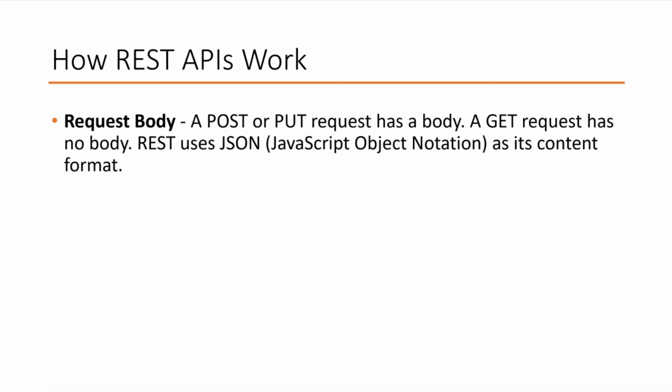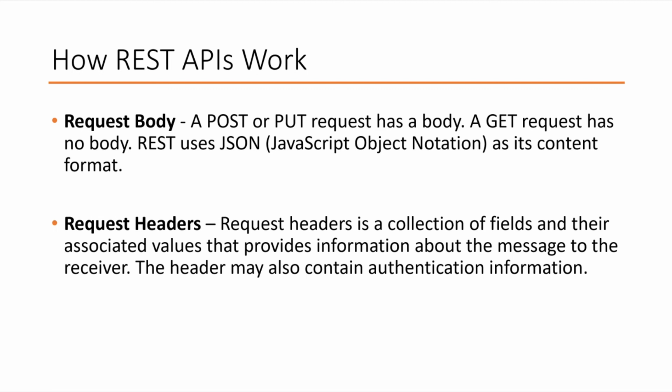Request body. A POST or PUT request has a body. A GET request has no body. REST uses JSON, JavaScript Object Notation, as its content format. The request body is sometimes also known as request payload. Request headers. Request headers is a collection of fields and their associated values that provide information about the message to the receiver. Think of it as metadata about the message. The header may also contain authentication information.